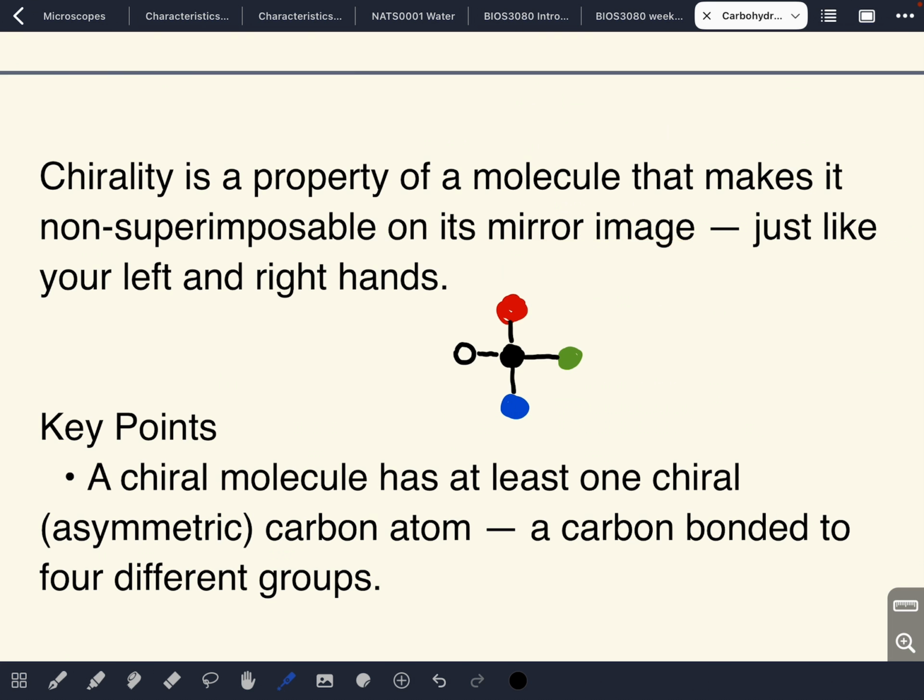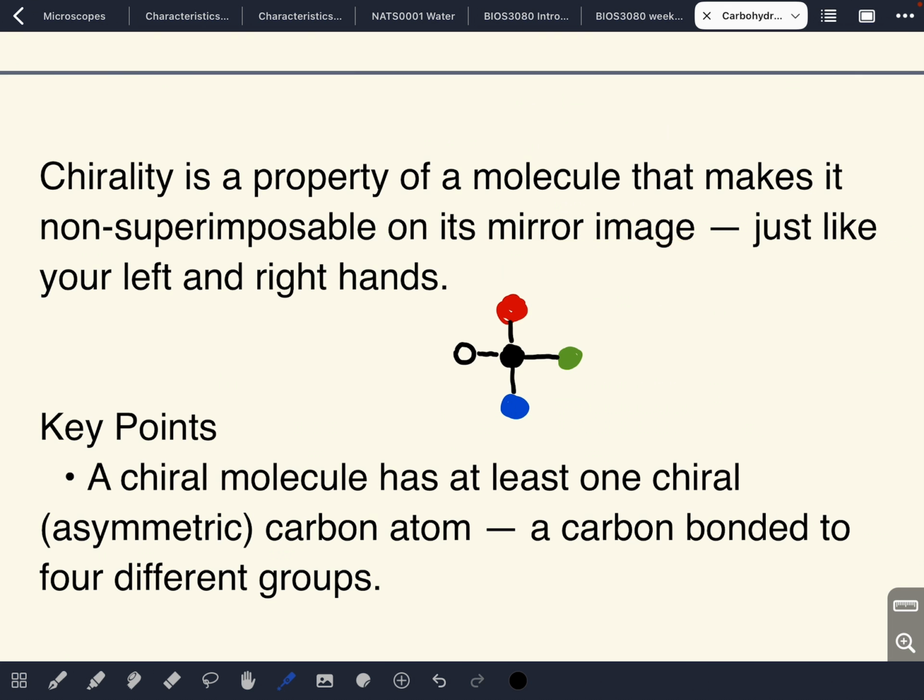So when you, for example, look at your hands, they are mirror images of each other, the left and the right hand, and you can't superimpose them so that they are exactly the same. That's why we have a left and a right glove, for example. And chirality actually means literally handedness. So, what is important for chirality?